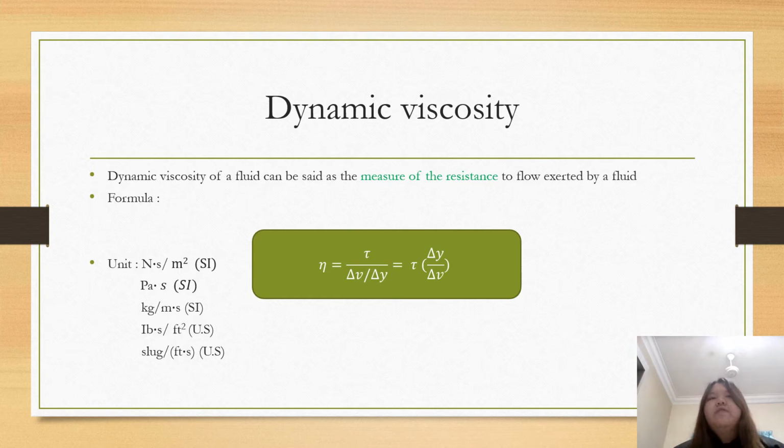Dynamic viscosity of a fluid can be said to be the measure of the resistance to flow exerted by a fluid. So the formula is viscosity equals the shear stress over the velocity gradient. There are a few units for dynamic viscosity. There are three in the SI system, which are N·s over m square, or Pa·s, or kg over m·s.